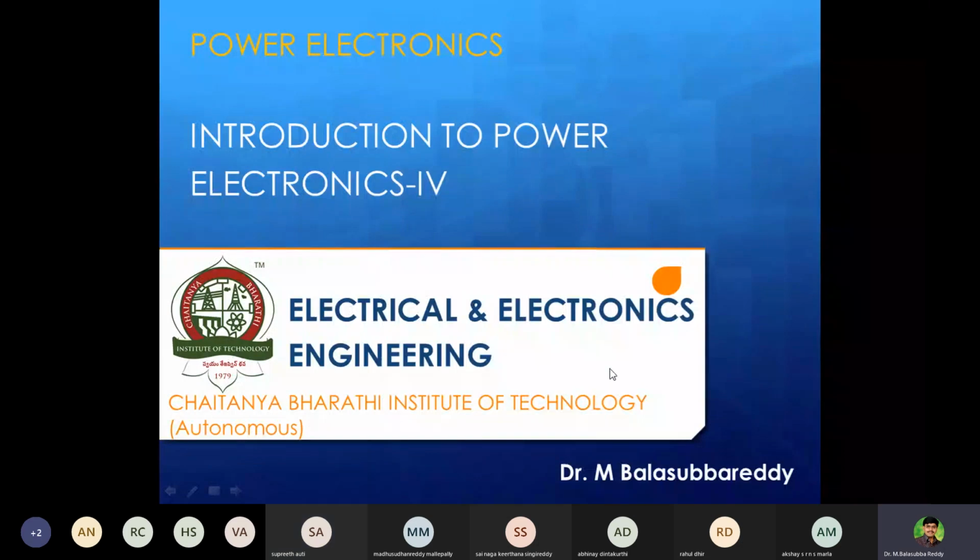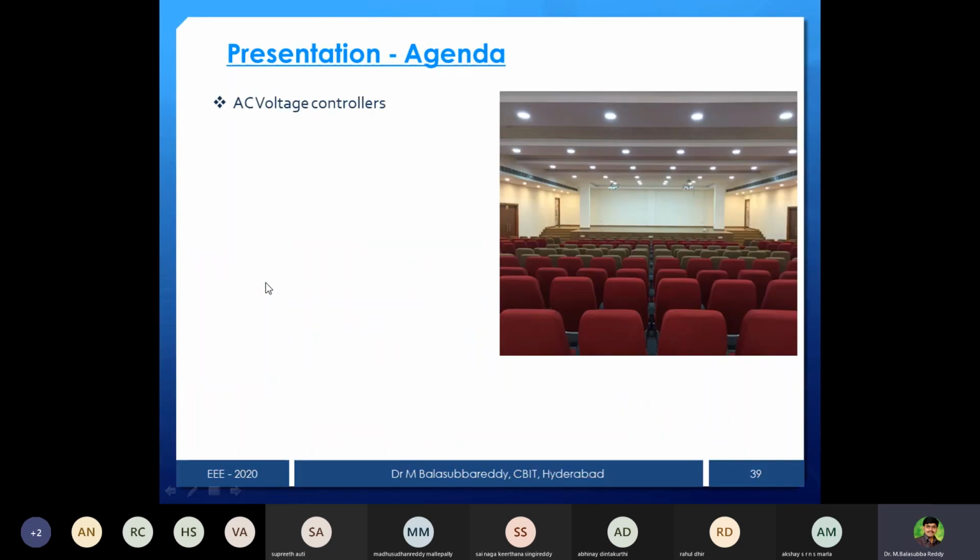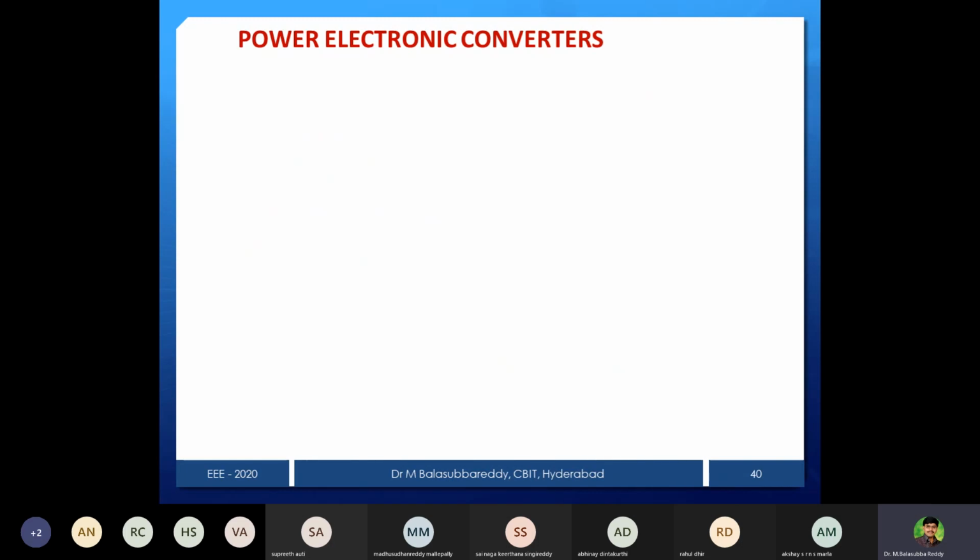Okay, let's see the remaining controllers in the introduction portion. Next one is the AC voltage controller. Then we'll move on to the cycloconverter, then inverters, then advantages, disadvantages and applications. So we'll close this today.